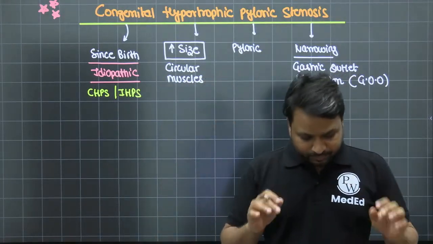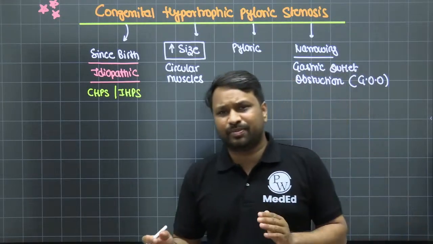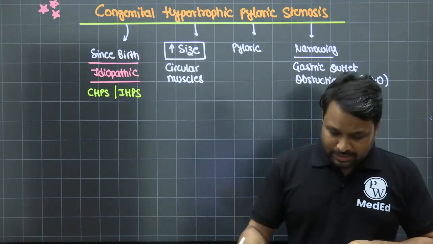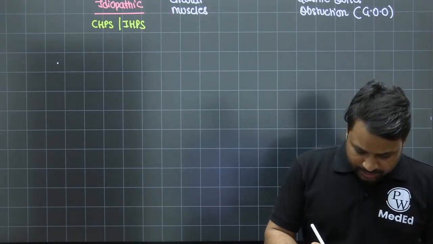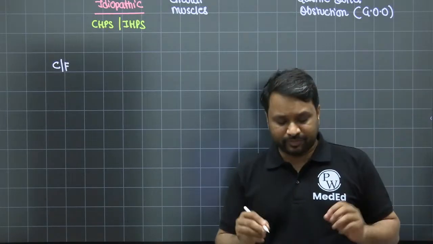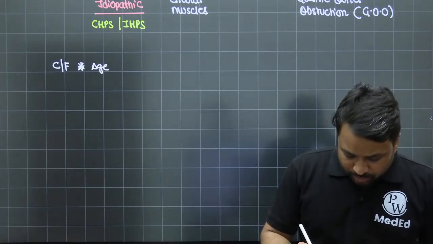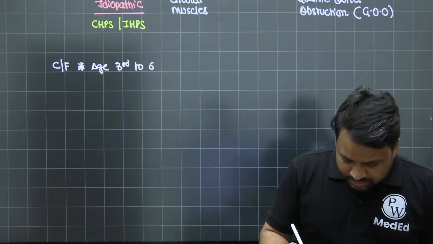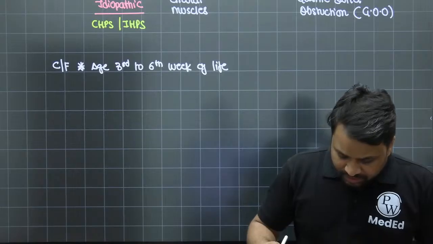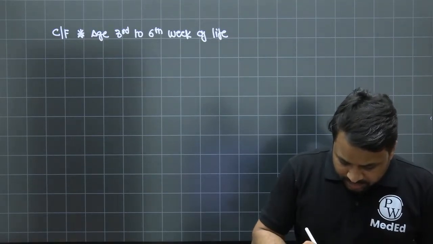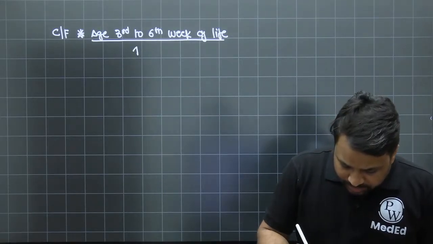Makes a larger sense. Now, when you talk about CHPS, how does it happen, what is the presentation, we'll decode it slowly. In the clinical presentation of congenital hypertrophic pyloric stenosis, the usual age at which you will see these babies is between the 3rd to 6th week of life. If I have to give you a single best answer for the most common age of presentation, remember it is going to be 4th.